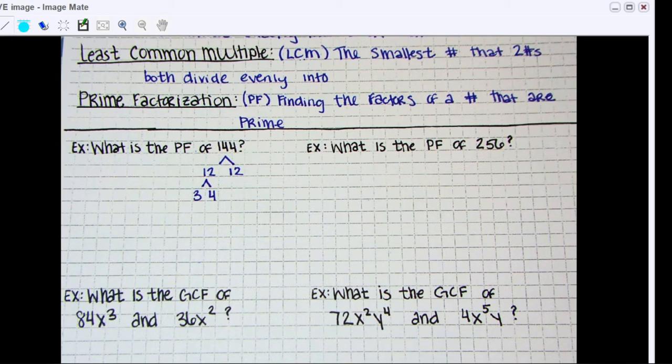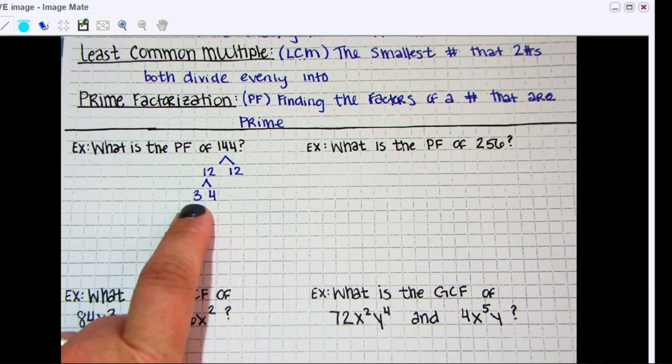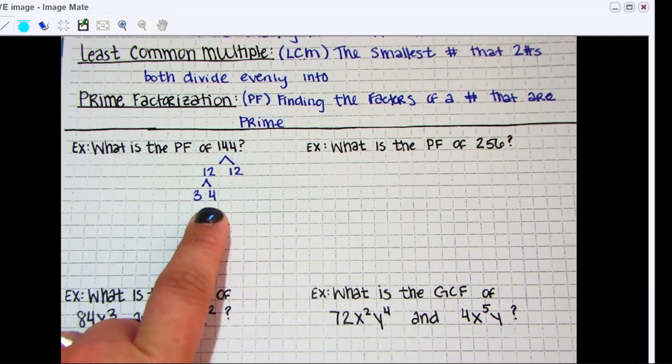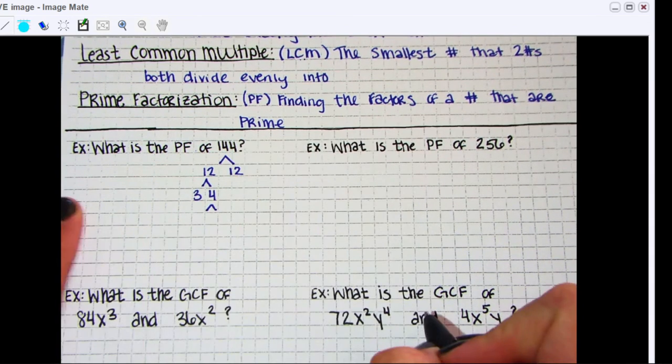Here's the good thing about prime factorization. You don't have to pick the same multiplication pieces. You can pick 3 and 4 or 6 times 2. They will all break down the same. Is 3 prime? Yes, so I leave it. What about 4? No. How do we break 4 down? 2 and 2. 2 times 2.